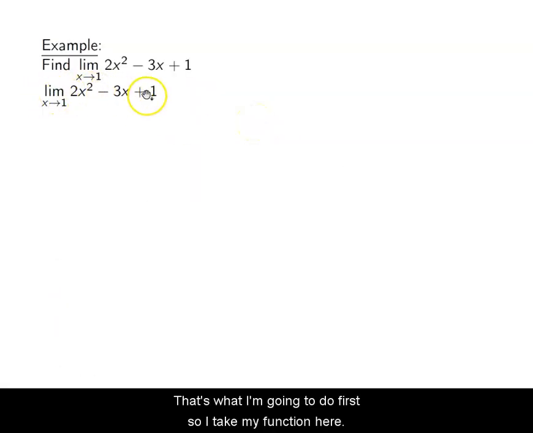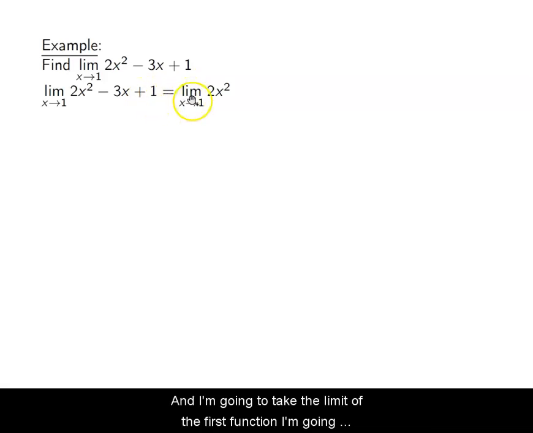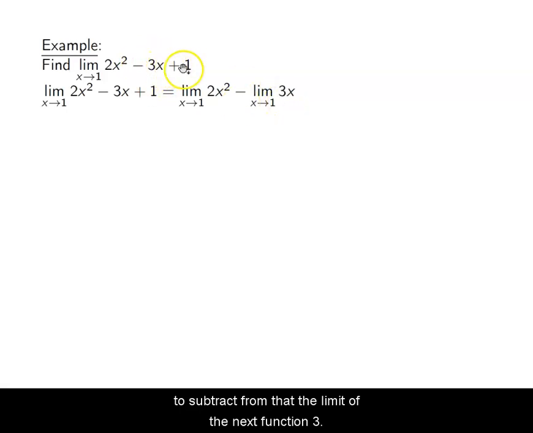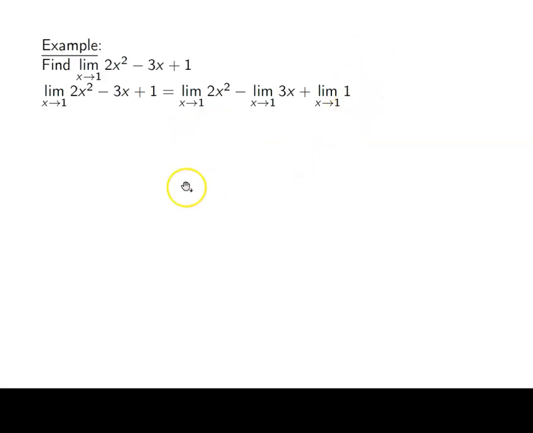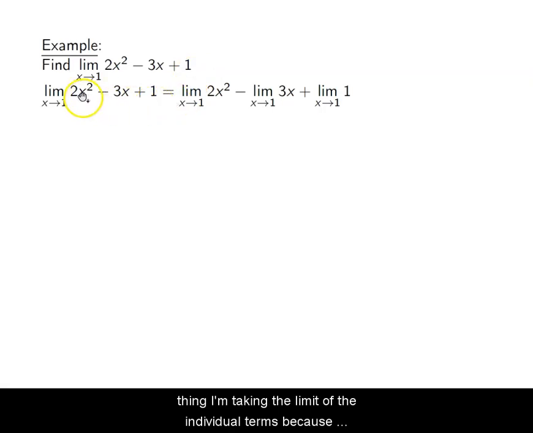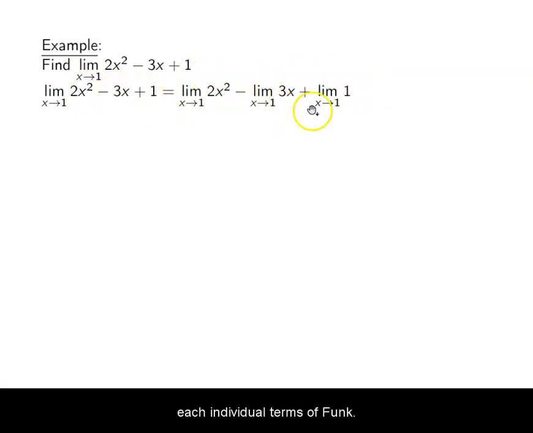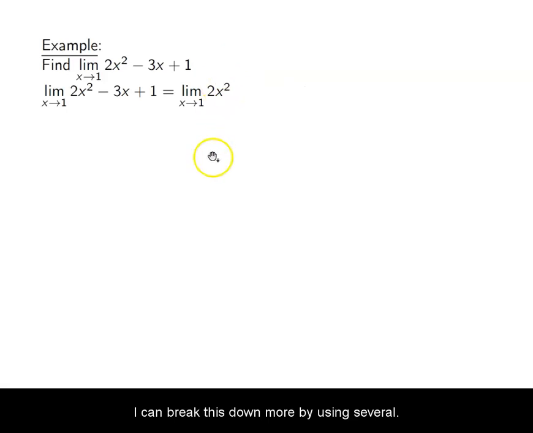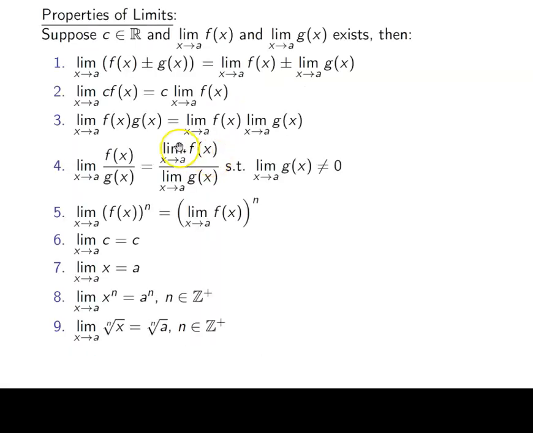So I take my function here, and I'm going to take the limit of the first function, 2x squared. I'm going to subtract from that the limit of the next function, 3x, plus the limit of the last function, which is a constant function. So now, instead of taking the limit of the whole thing, I'm taking the limit of the individual terms, because each individual term is a function. Now, for 2x squared, I can break this down more by using several rules.